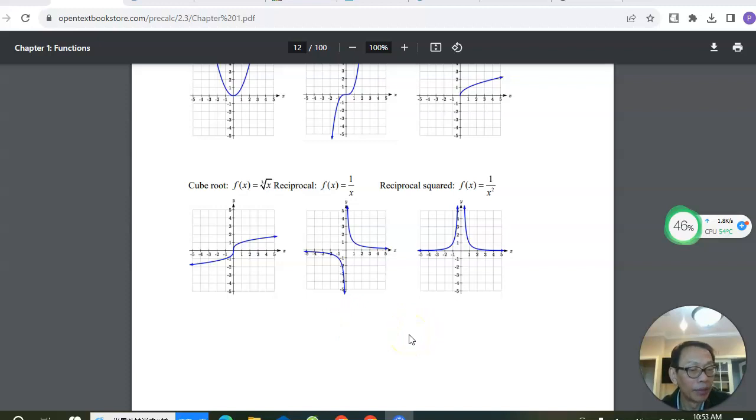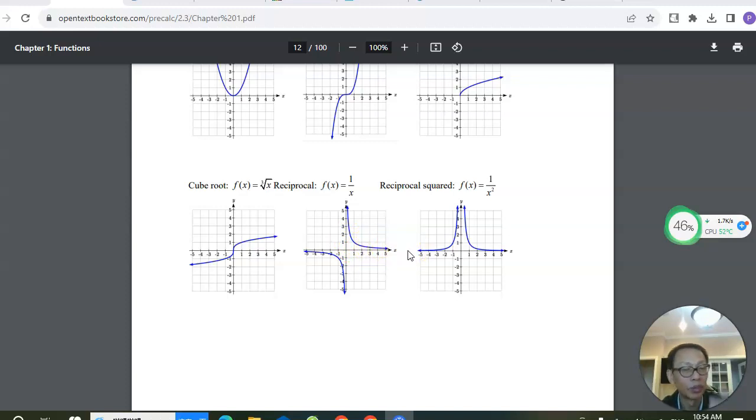Now let's look at the 8th function, the reciprocal, y equals 1 over x. This one is a little bit tricky. Because it's 1 over x, that means when the denominator is 0, it doesn't make sense. That means for this function 1 over x, x cannot be 0. Okay? So that means your graph cannot hit a 0 point because it doesn't make sense. Now you can see when x becomes bigger and bigger, 1 over x becomes smaller and smaller. That's why this graph, when x becomes bigger, approaches 0.